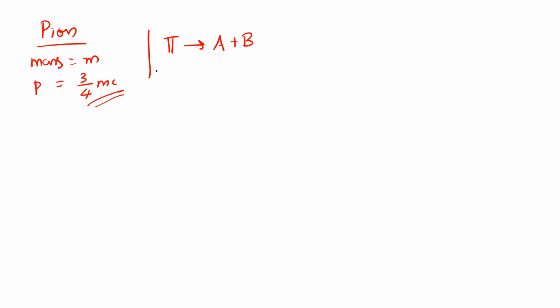Now, I think it's easy to do this using the usual energy and momentum conservation. Let's see what we have. The momentum of the initial pion is given. If the momentum is given, we know how to find the energy. I'll write it like this: the modulus of the pion's momentum vector is equal to 3/4 mc. Once the momentum is given, we know how to find the energy. This formula I mentioned is very useful.